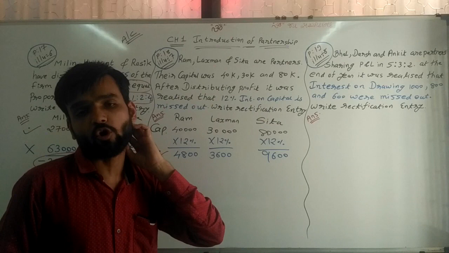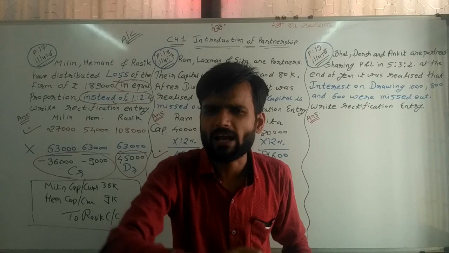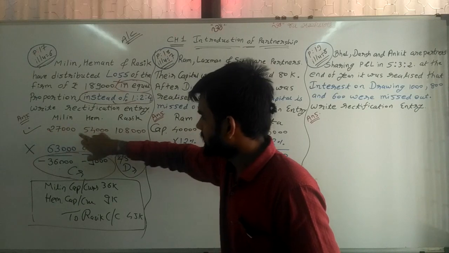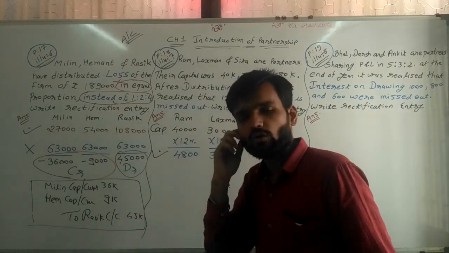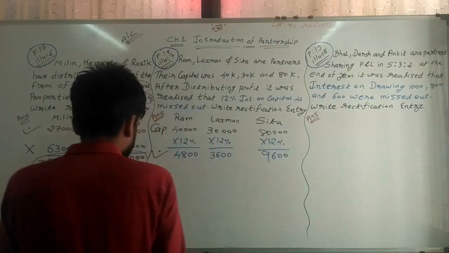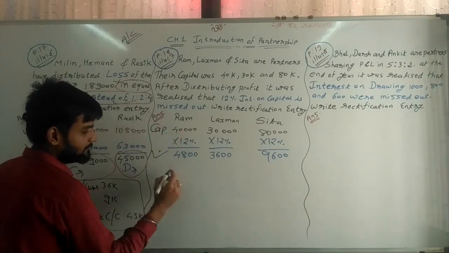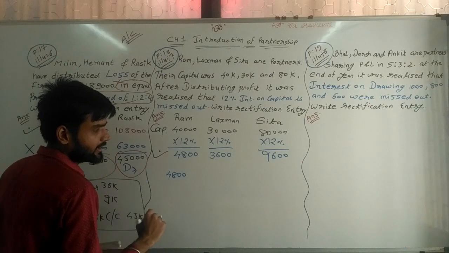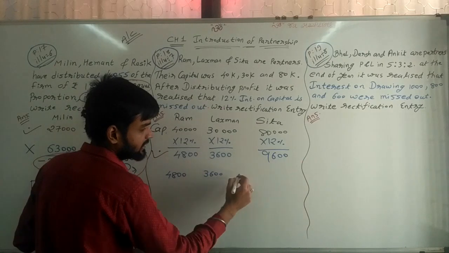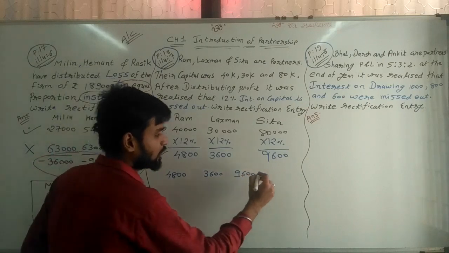Write the rectification entry for this. Now what are we doing? Sir, the rule is same. Whenever rectification is there, the rule is same. First write correct, second write wrong. Now sir, here the correct we know. These are the correct values. So first of all, we are writing correct values. See here and try to understand. For Ram, 4,800. Lakshman, 3,600. Sita, 9,600.